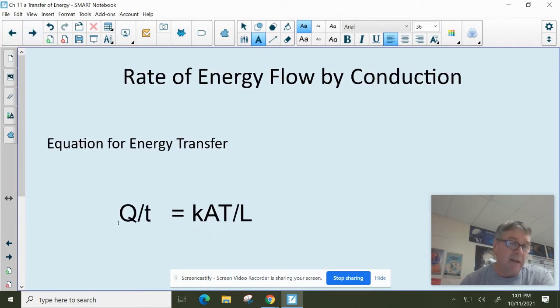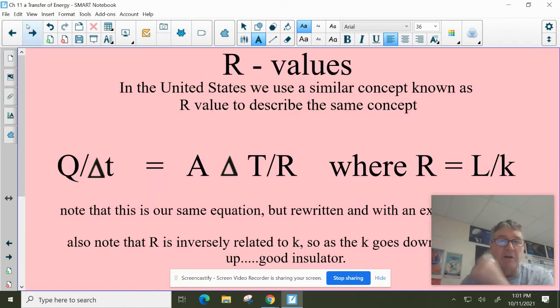There's a way of talking about energy, which is Q per time. So how quickly does this energy get transferred? Okay, and that's a real AP question. So now you don't need to know this. I just like to mention it.